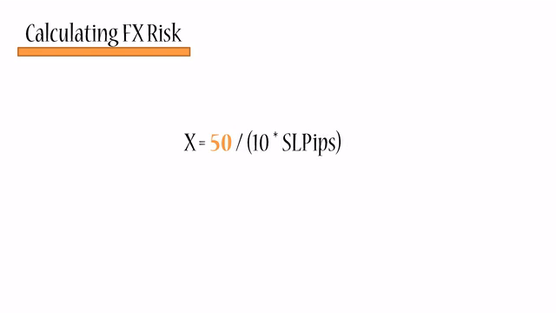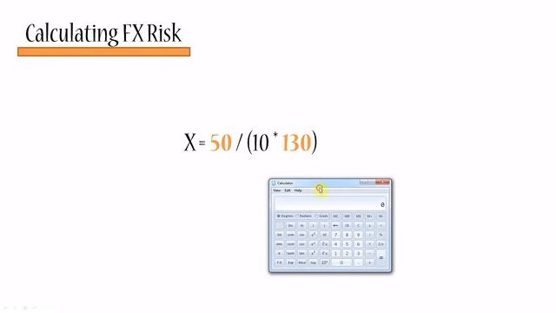So the last variable that we have to input is our stop loss pips, and as we discussed, stop loss pips is 130, so I'll just put that in right now. And now I'm just going to bring up the calculator so we can work this out. So we're going to do 50 divided by 10 times 130, and that gives us approximately 0.03846. And of course, in volumes and lots, we can only use 2 decimal points. Actually depends on your account, but on this account it's 2 decimal points. So we're going to round that up to 0.04.